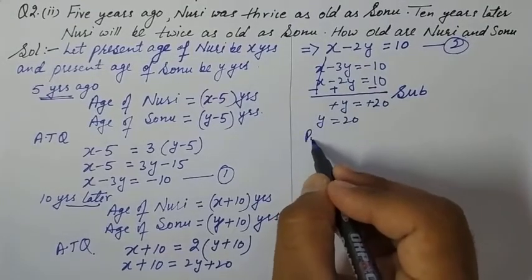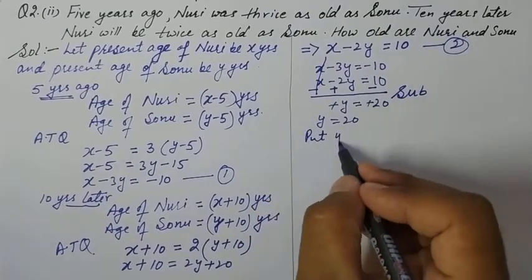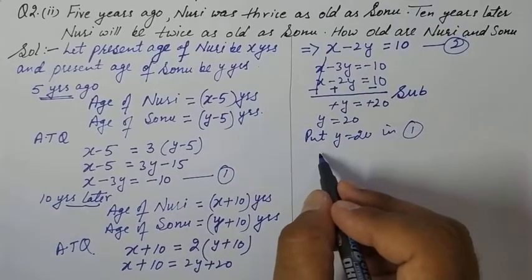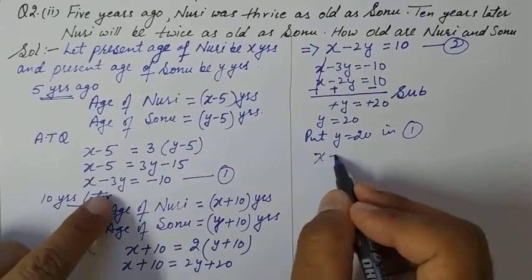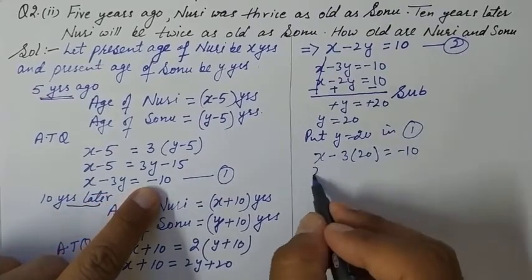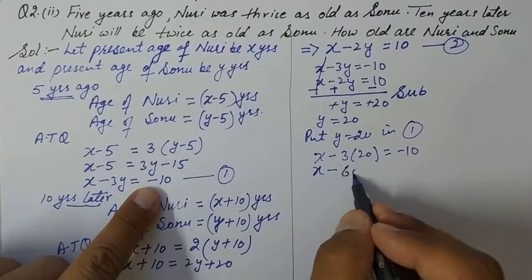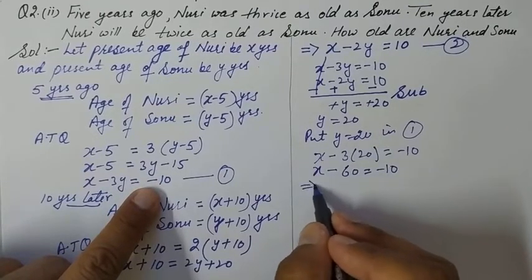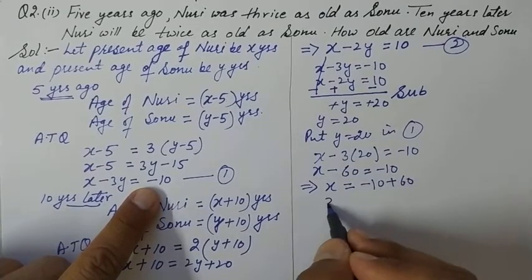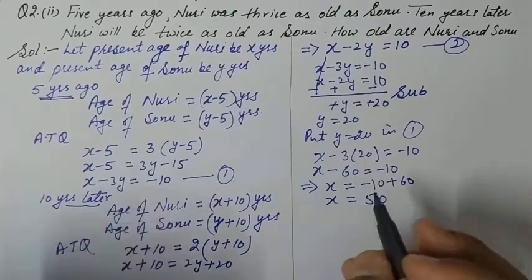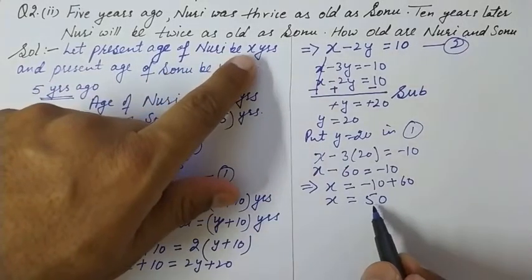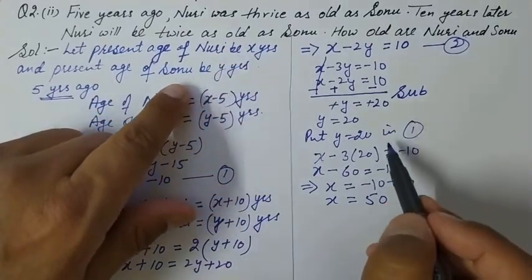So we'll put the value of y, 20, in either of the equations. So put y is equal to 20 in equation 1. Let's see what we get. So x minus 3 into y, which is 20, is minus 10. So x minus 60 is minus 10. So it becomes x is equal to minus 10 and minus 60 becomes plus 60. So x is 50. So we can say the present age of Noori is 50 years, and the present age of Sonu is 20 years.